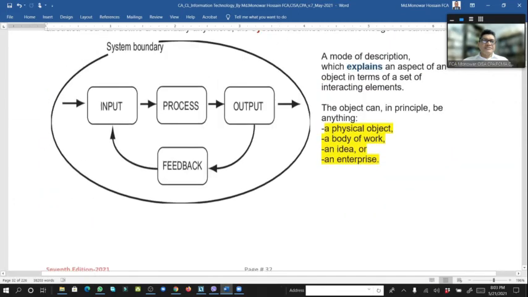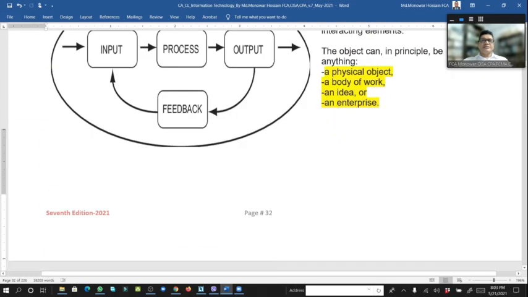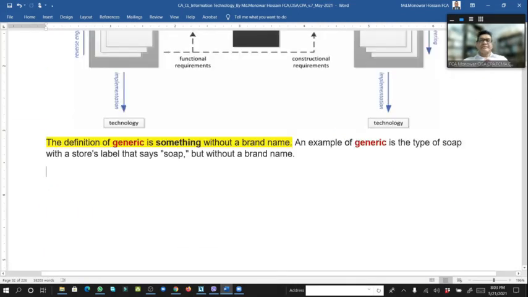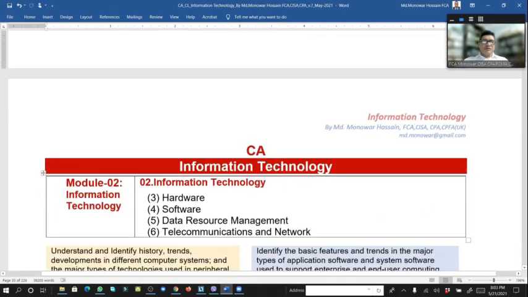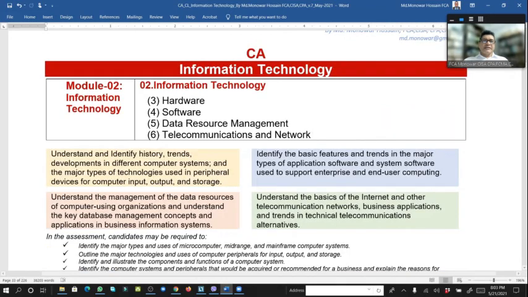If we see here, we can say that a definition of generic is something without a brand name. An example of generic is the type of soap with a store's label that says soap but without a brand name. So this is chapter 1 we have completed, and next we will study information technology.